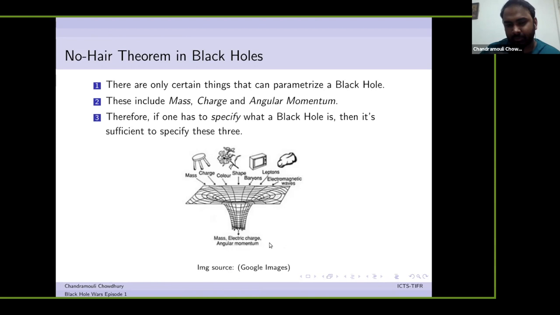Chandramouli, we know that in physics, whether it's classical or quantum, the particles around us have more than just these properties. In quantum physics, we even have this weird thing called color charge. So what happens to all these?